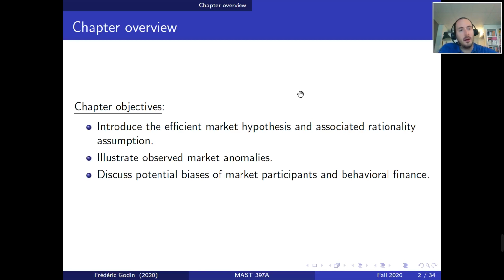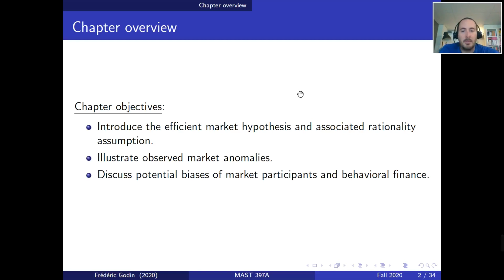So there are three main objectives of this chapter. The first one is to introduce what we call the efficient market hypothesis and the associated assumptions about the rationality of investors when we apply these hypotheses. The second objective will be to discuss what we call market anomalies, and these anomalies are evidence from market data that tends to contradict the efficient market hypothesis.